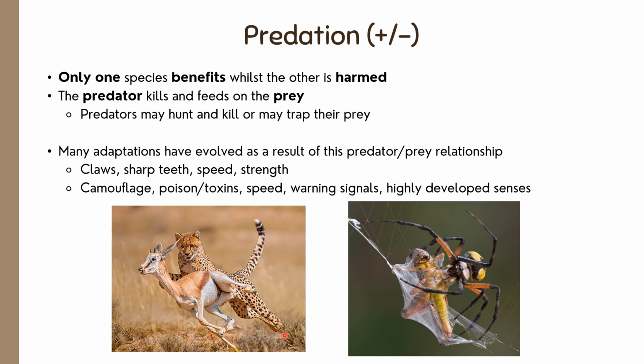All of these things are adaptations that help either the prey or the predator. So obvious examples here, we have a cheetah hunting, I think this is a gazelle. Gazelle obviously is harmed, cheetah benefits because it gets food. Here we have a spider and some sort of insect. Again, spider benefits as it gets food, the insect is harmed because it is killed.